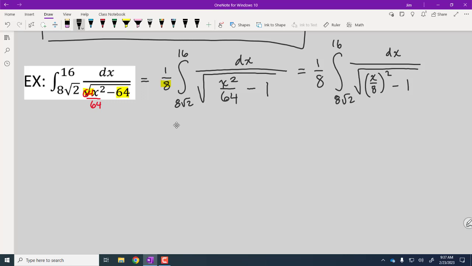And for a difference of squares, your substitution is going to be sine or secant. Difference of squares, sine or secant. We only have 3 substitutions with trig sub: sine, secant, or tangent. Those are the only 3 we ever use. Tangent with the plus. Sine or secant if there's a difference.